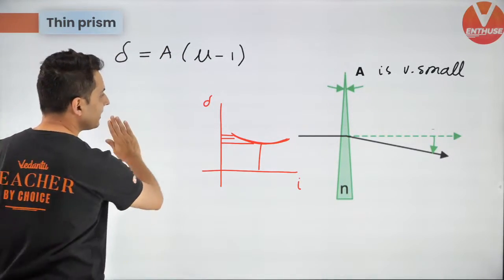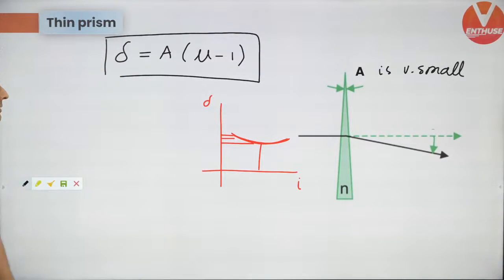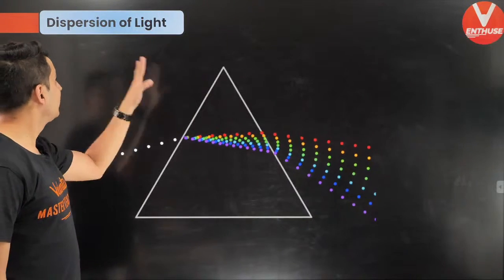Okay? Yes, smiling graph. So remember this formula. Delta is a into mu minus 1. Very important. Now we will talk about dispersion of light.